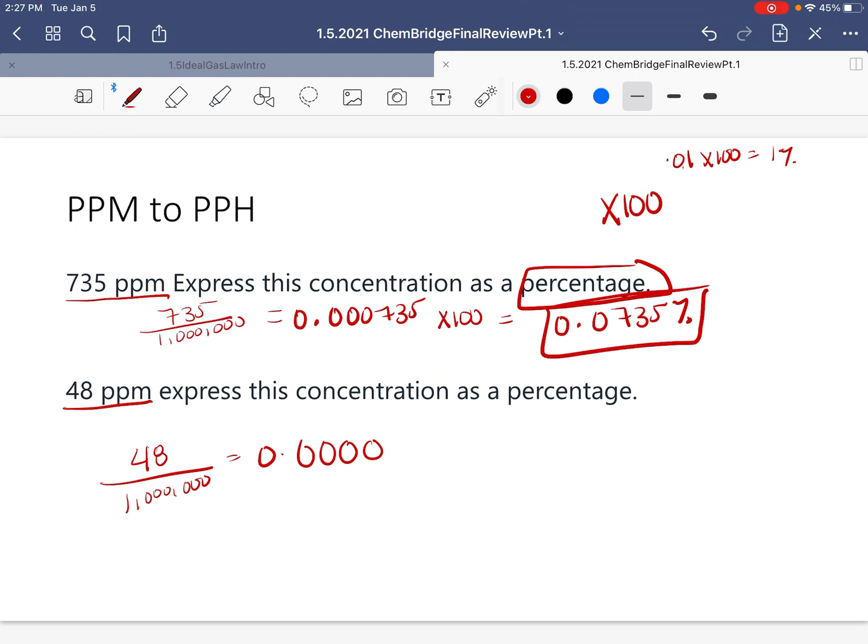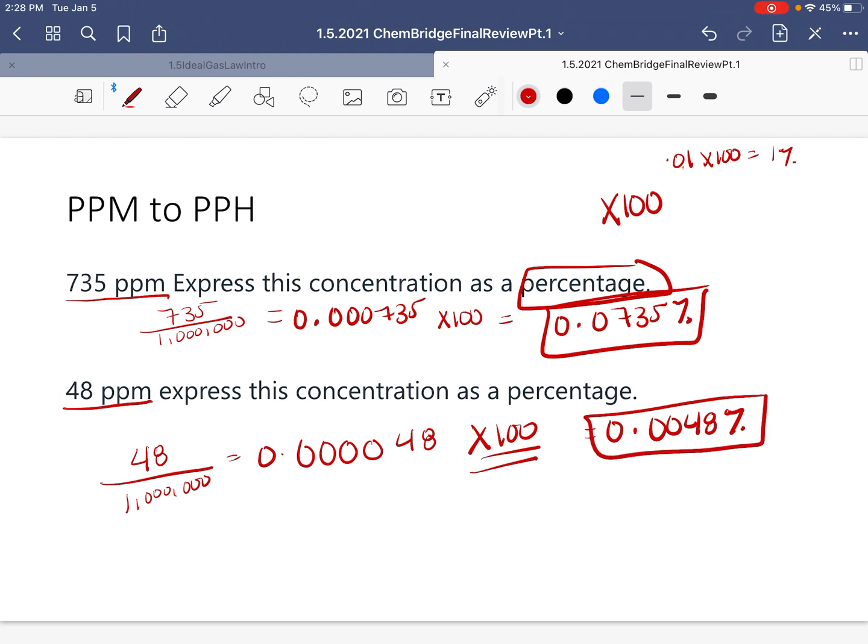So I have 4 zeros here: 1, 2, 3, 4, 48. And I'm going to multiply this by 100. This is where I am changing it to a percent. So my answer would be 0.0048%. Again, the practice is very easy. You have your whole number, what they give you, divide it by 1 million. You get your decimal, and then you multiply by 100.